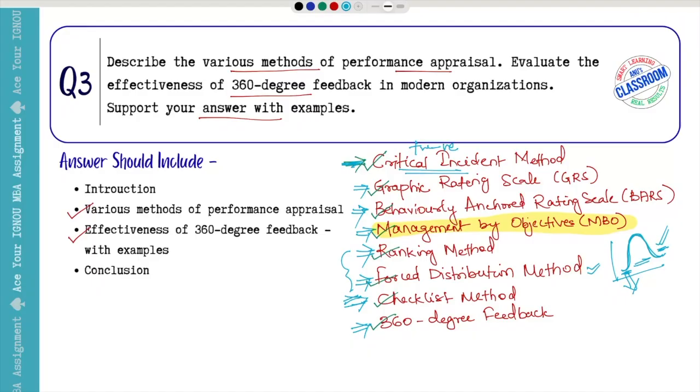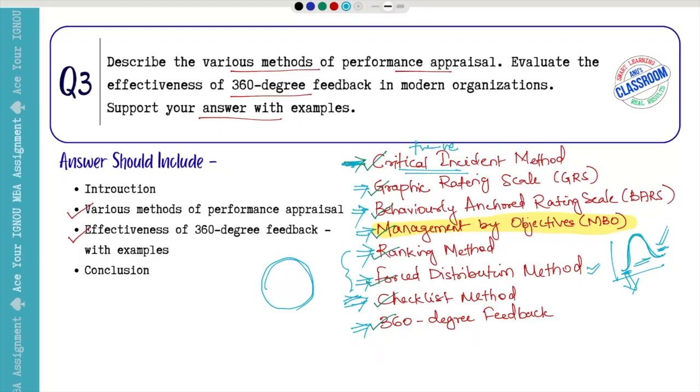360-degree feedback is where feedback comes from every direction, hence the name 360 degrees, a full circle. So it will include feedback from your supervisors, your peers, your subordinates, and sometimes even the clients. They all provide a panoramic view of the performance of that particular employee.